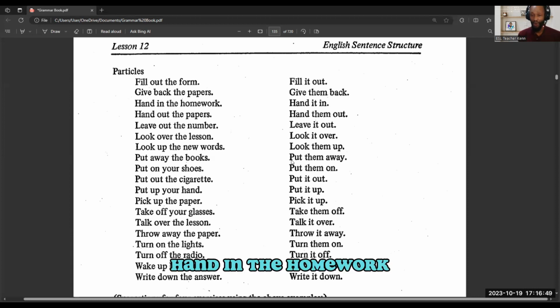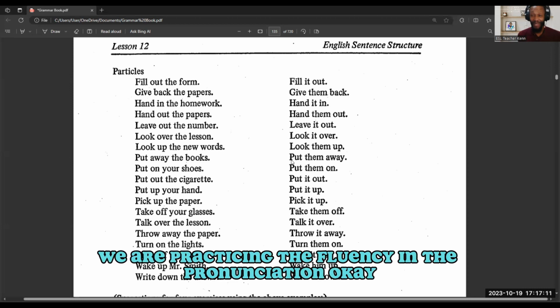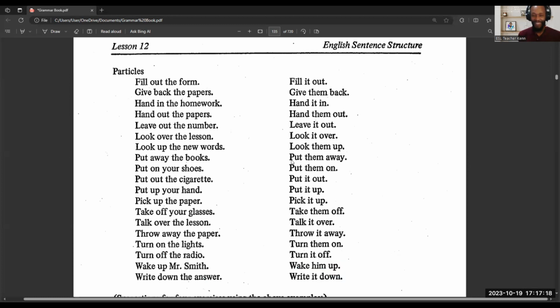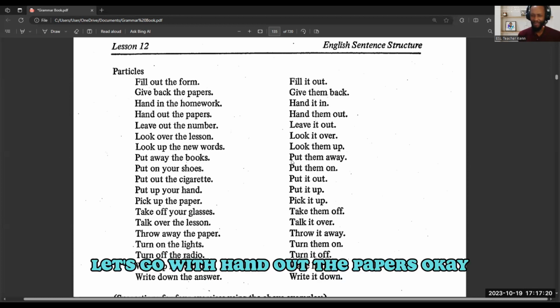Hand in the homework. Again, hand in the homework. Hand it in. Again, hand it in. Okay. Remember, we are practicing the fluency in the pronunciation, okay? Let's go with hand out the papers, okay?